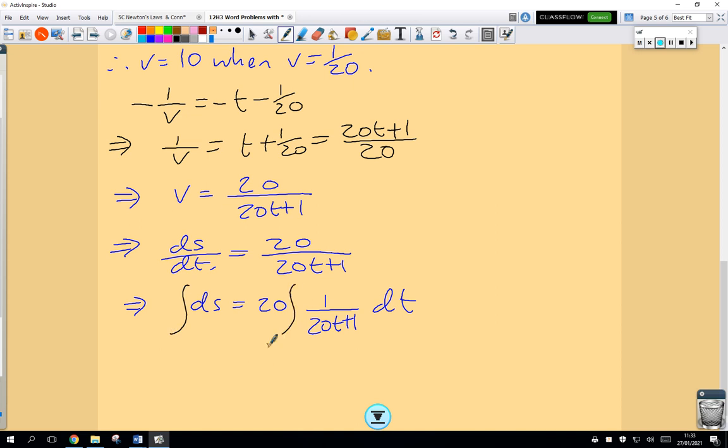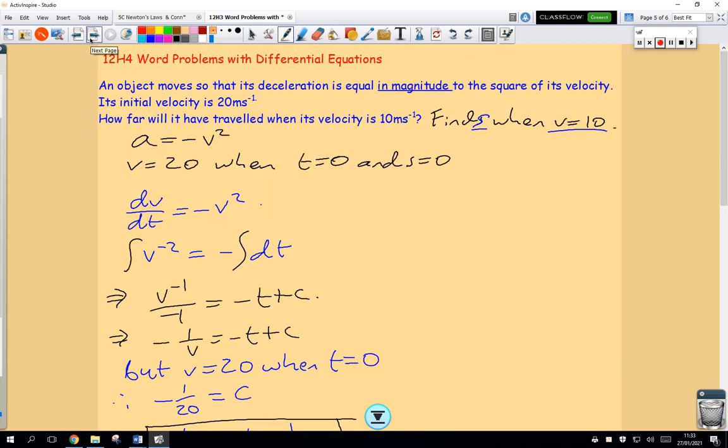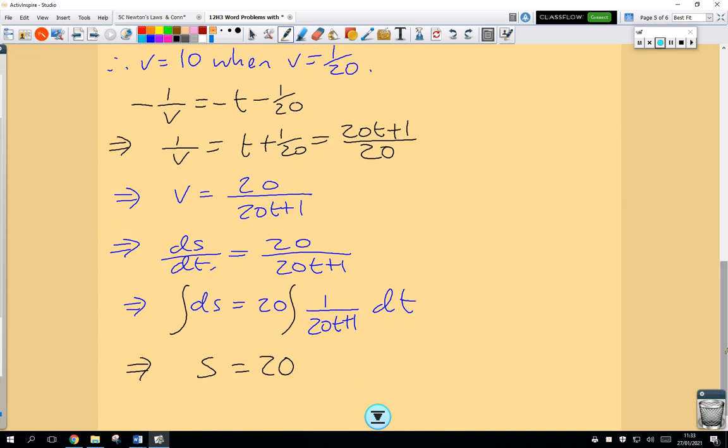So on the left hand side, the antiderivative of 1 with respect to s is just s. Over here I get 20 times the antiderivative of 1 over 20t plus 1. What did we say that was? Well, actually we went through this just before we started this question. It's the natural log of 20t plus 1, times 1 over 20. And then plus the constant of integration.